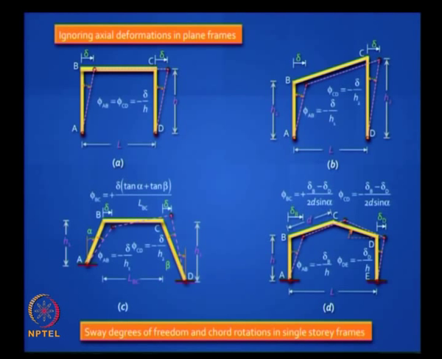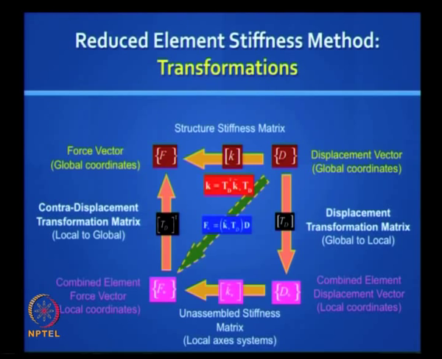This slide should also be familiar to you. These are the shortcuts you will take when you want to avoid considering axial deformations. Remember, you have to find out the sway degrees of freedom, the minimum sway degrees of freedom, and convert them to chord rotations, right. We had done this when we did the slope deflection method, remember. So we will invoke this concept when we want to do a simplified analysis. Okay. This slide is familiar to you.